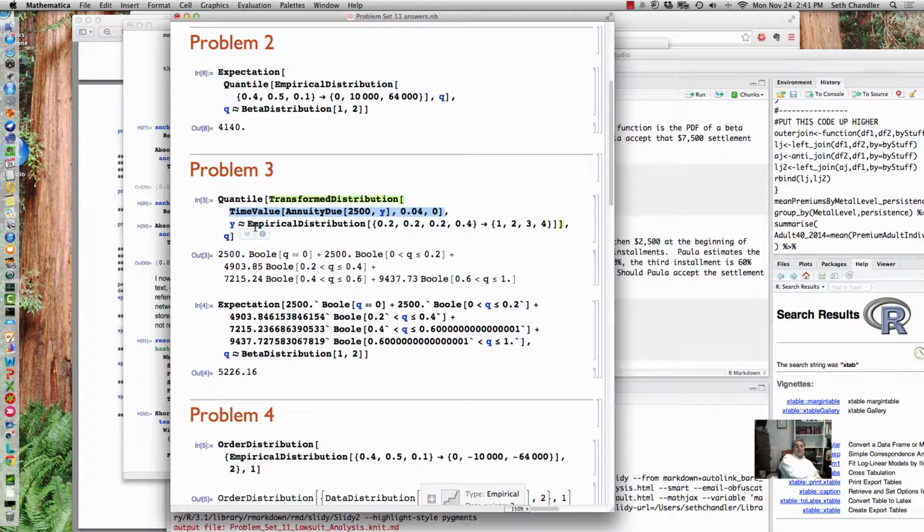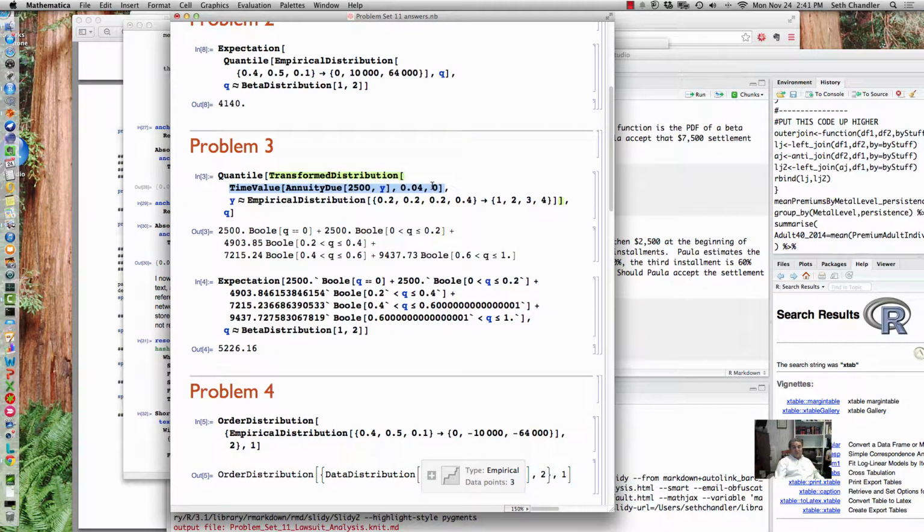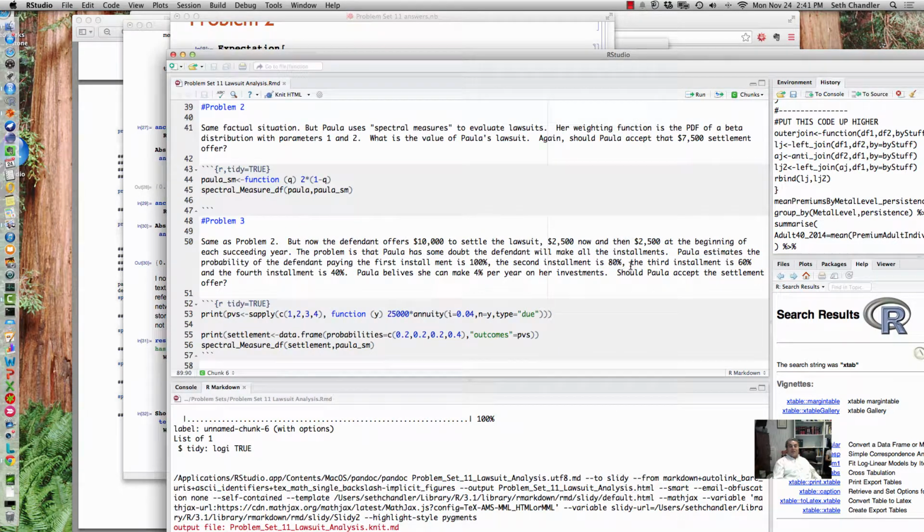And basically what the defendant is offering is an annuity due, in which the payment is made at the beginning of the period, and it's going to be made for Y years, where Y is anywhere from 1 to 4. We're going to discount it at Paula's rate of discount 0.04 and bring everything, apples to apples, back to time 0. So that's what we're going to transform, if that makes sense. And now the only question is, what distribution are we transforming? And the way you might think about this is to look at the hazard of failure.